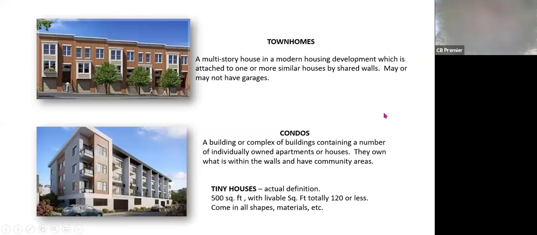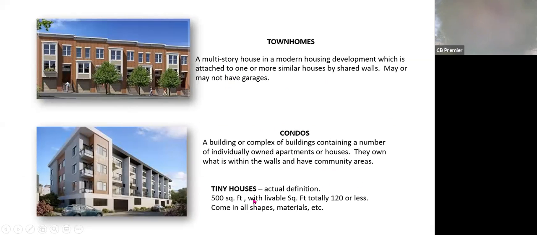We're about at the end, so we'll get to the fun stuff, and we have 10 minutes to do it. So townhomes, we all know what townhomes are, just a multi-story home, and then they're connected one way or the other. Some have garages, some do not. We have the condos. There's different types of condos, but they have community areas. They don't have a yard or anything.